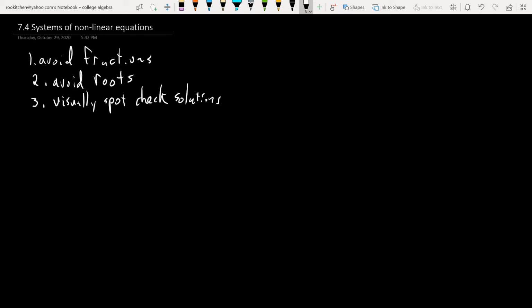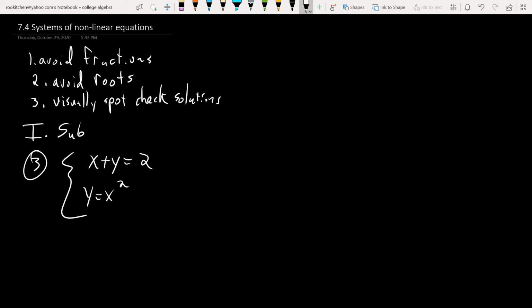Right, so we have two methods again: the substitution method and the addition method. So the substitution method first, let's look at problem 3. Look at x plus y is 2, and then y equals x squared minus 4x plus 4. You can usually guess, if you know what these things look like, how many solutions there will potentially be. Visually, one of these is a line with negative slope. The other is a parabola.